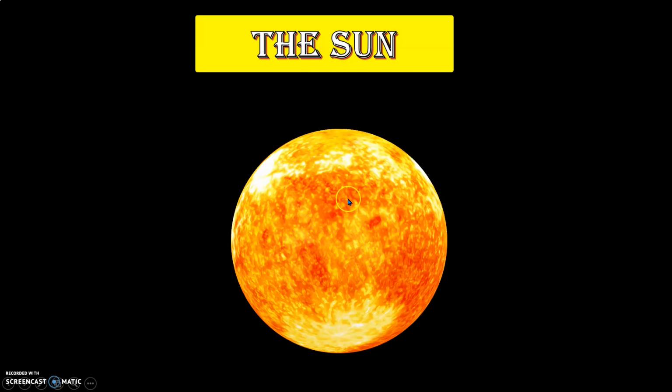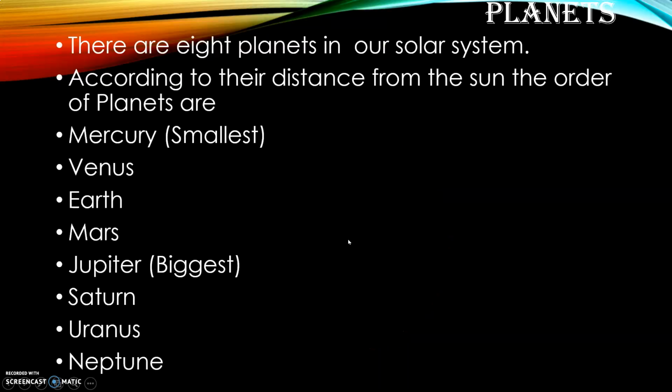What is the sun? The sun is a star and it is a sphere of burning gases. So it always burns and emits heat and light. All other planets get heat and light from the sun.